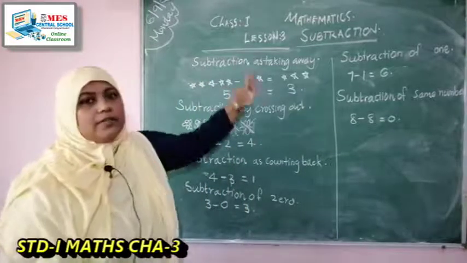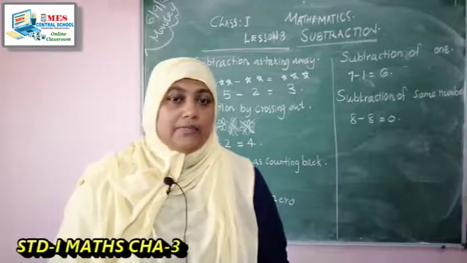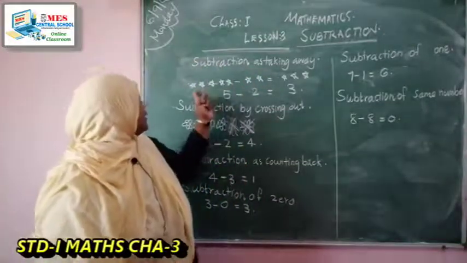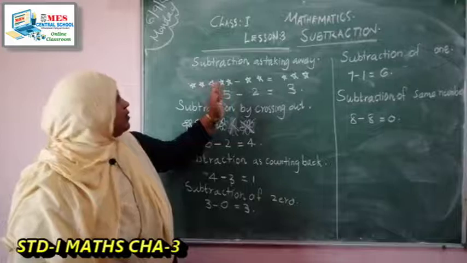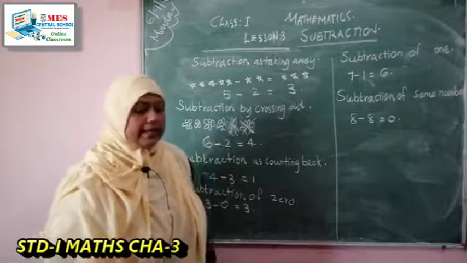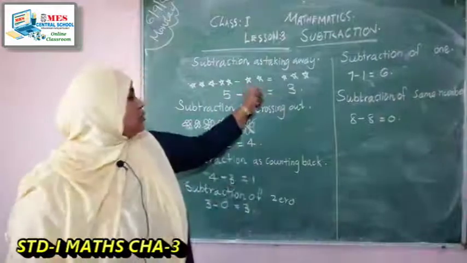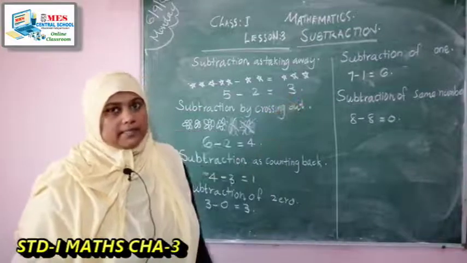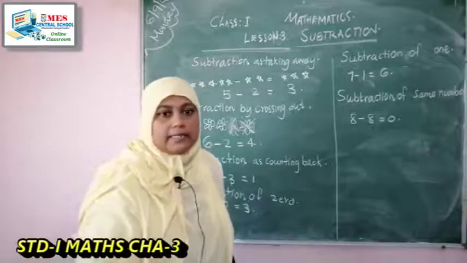In different ways we can subtract, that is explained in your lesson. First of all, you want to look at it as taking away. Here you can see 1, 2, 3, 4, 5 stars. From these 5 stars we have taken 2. So how many remain? 3 remain.